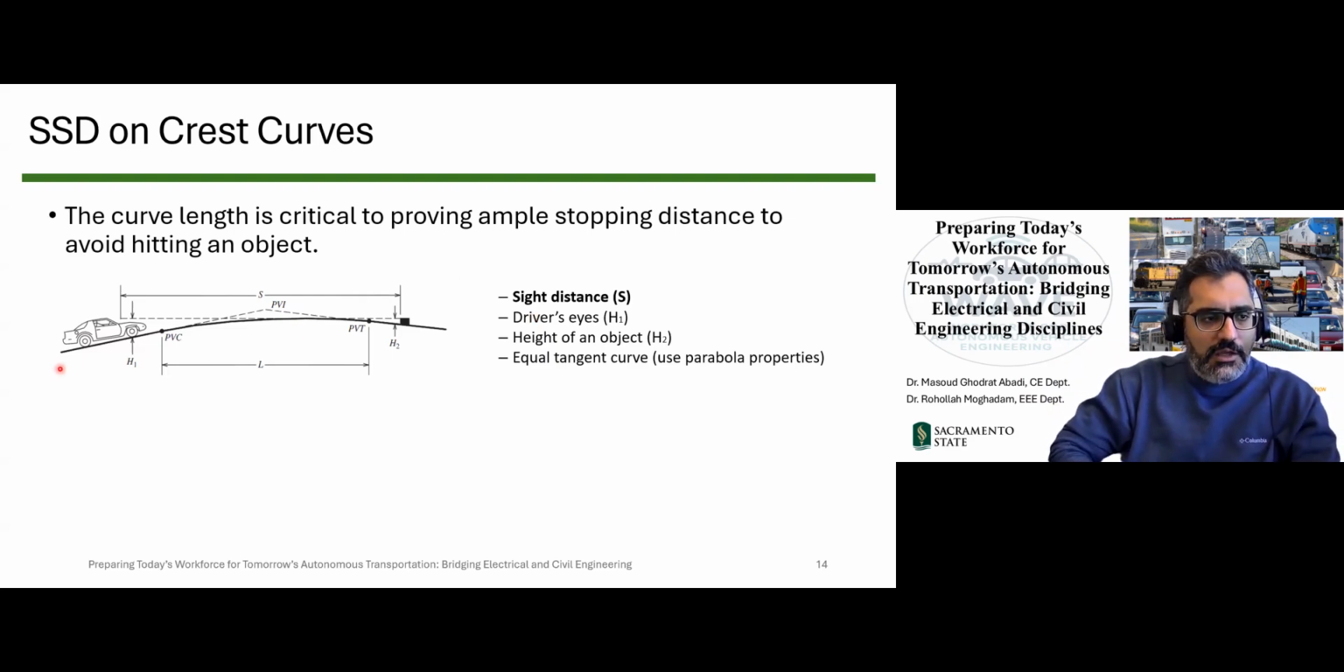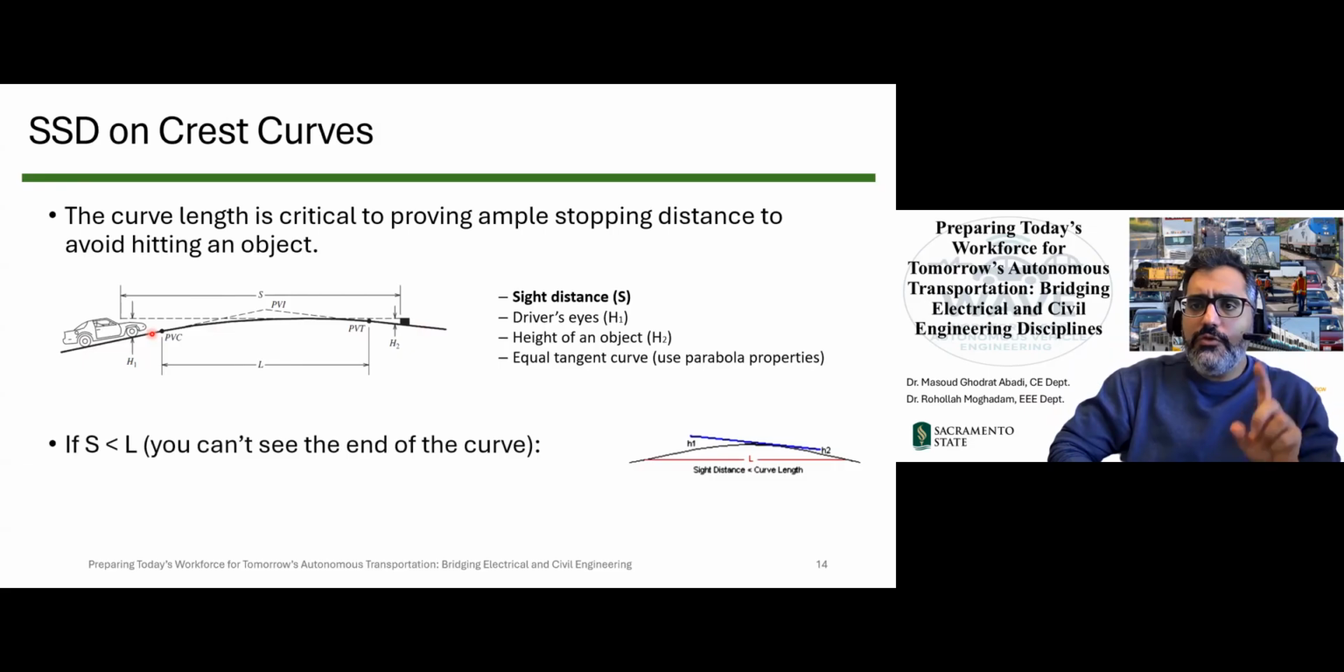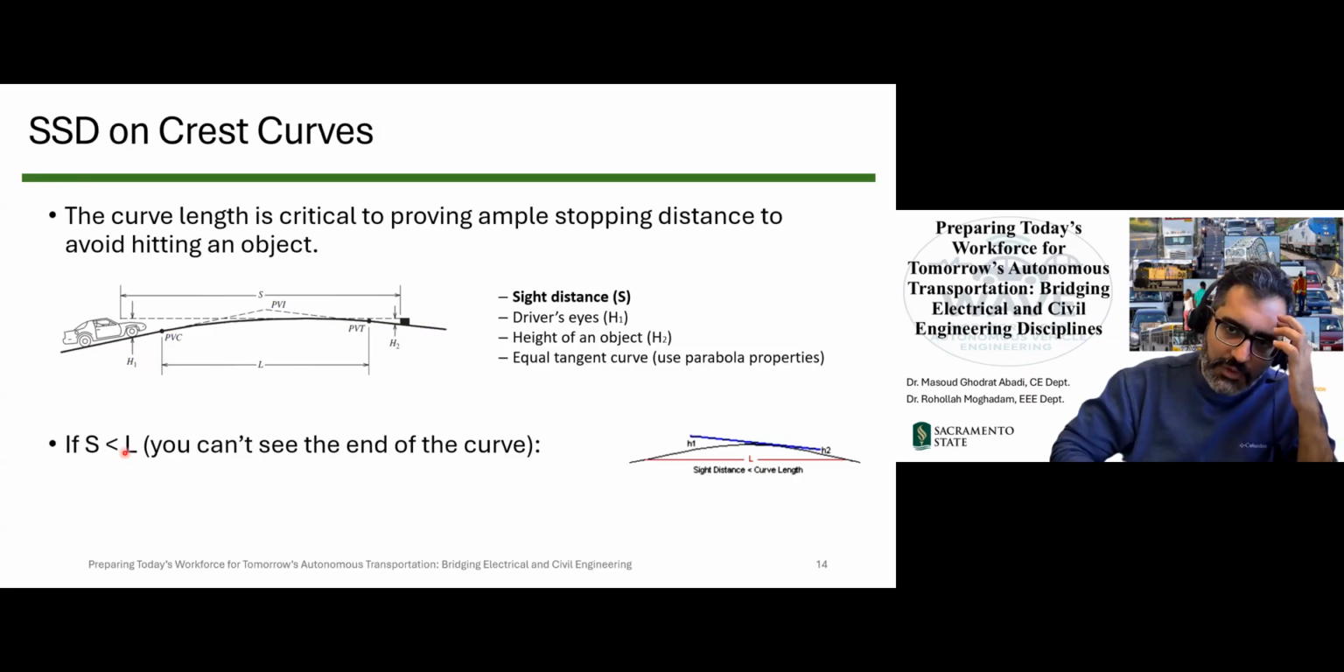So imagine this is a crest curve, a vehicle going uphill, PVC, PVI, and PVT. And we want to design the length of the curve such that this driver would be able to see the object, a potential hazard on the other side of the roadway, in a timely manner. There are two different conditions based on the characteristics of a parabolic curve. One is if S is less than L, and the other one is if S is more than L. What does that mean? This is very important.